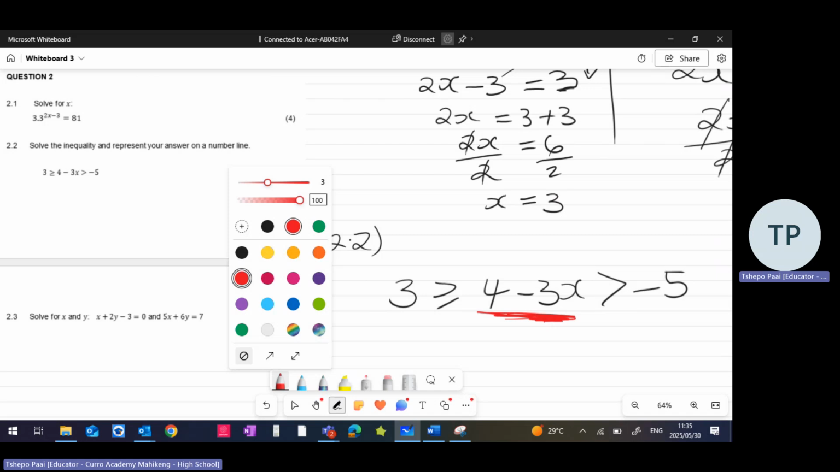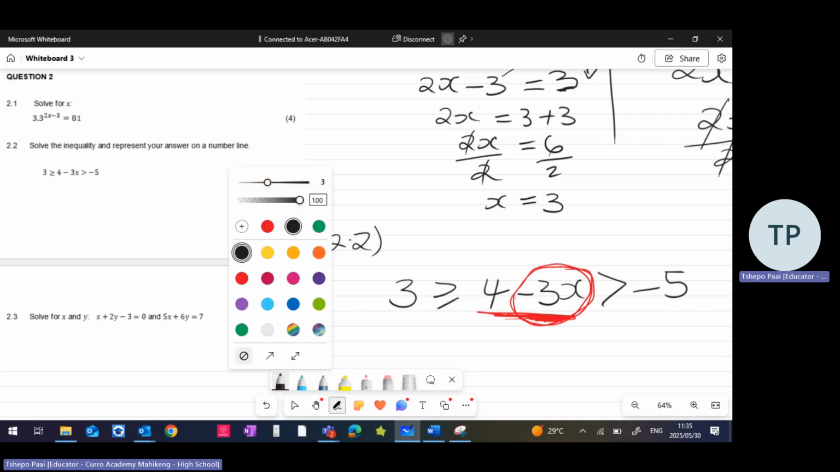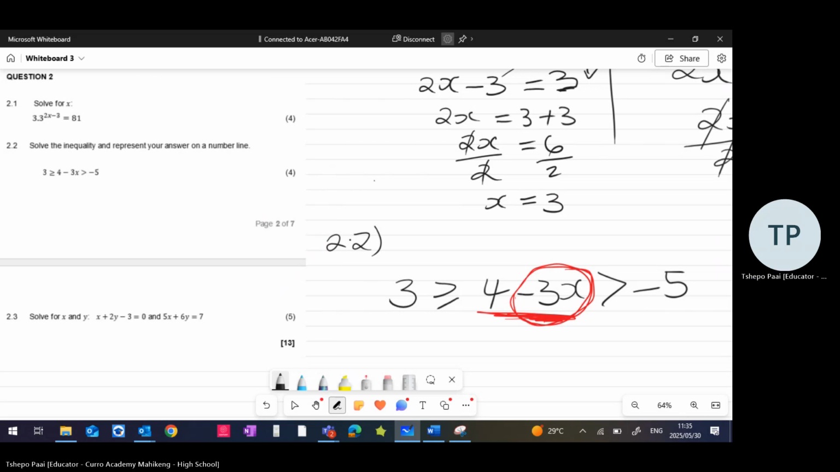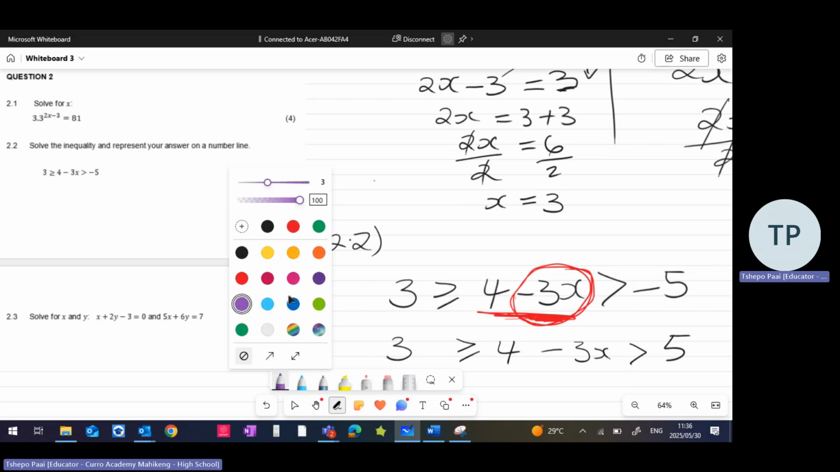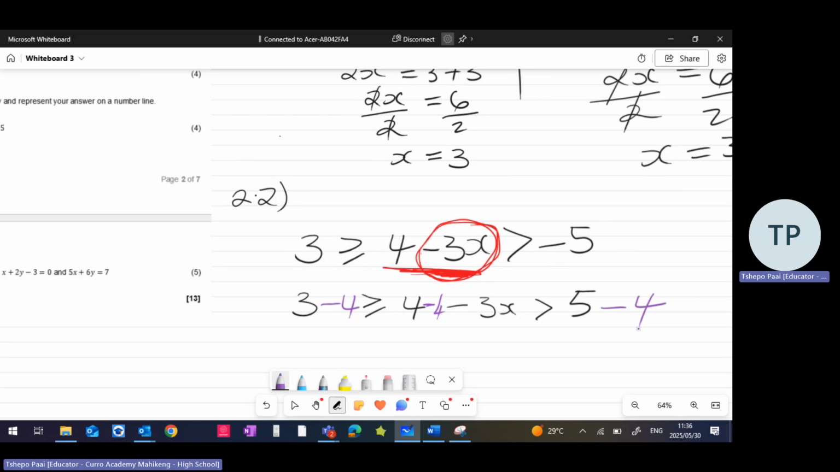So because these 4, we're focusing, we want to remain with this minus 3x. So how will I remain with minus 3x? I have to subtract that 4 because it's positive. Now, let us all listen, please. I have 3 greater than or equal to 4 minus 3x greater than minus 5. So what I've said, we are going to subtract 4. If you subtract 4 in the middle, you must subtract it on both sides of the inequality.